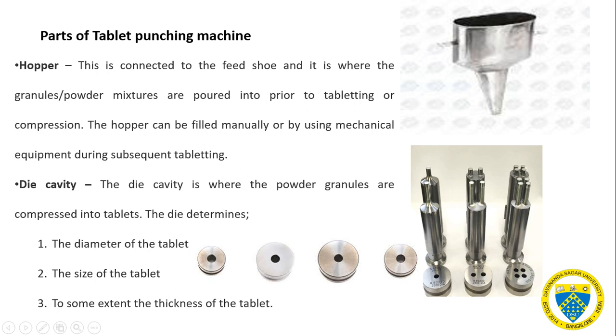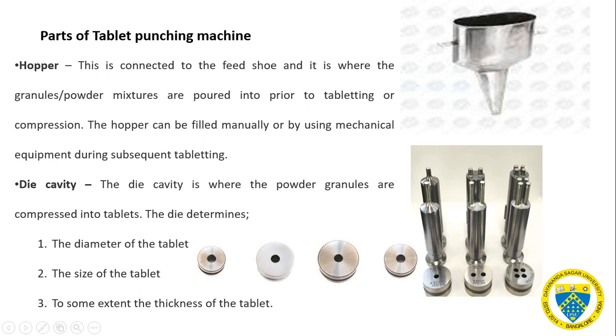So this is the image of how exactly the hopper looks. The hopper is the unit where the granules prepared by the wet granulation or dry granulation method are stored. From this hopper, through the feed frame, the granules pass and fall into the die cavity. So these are mainly used to store the granules before the process of compression starts.